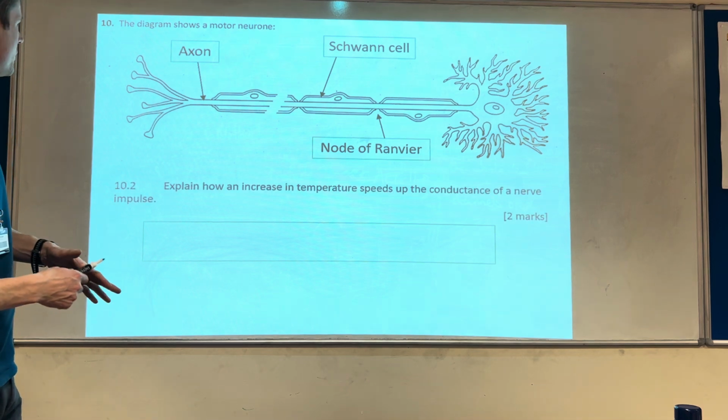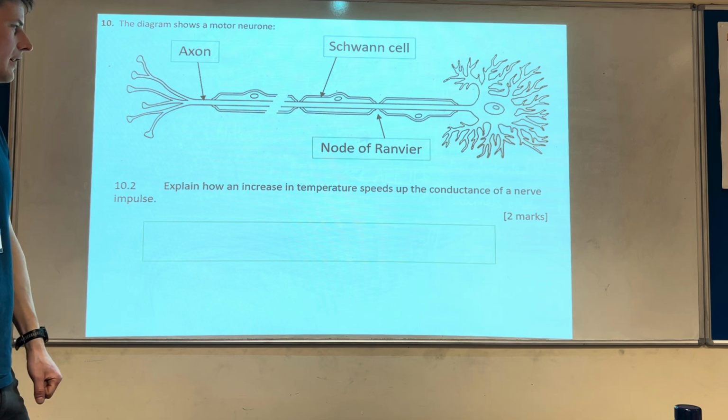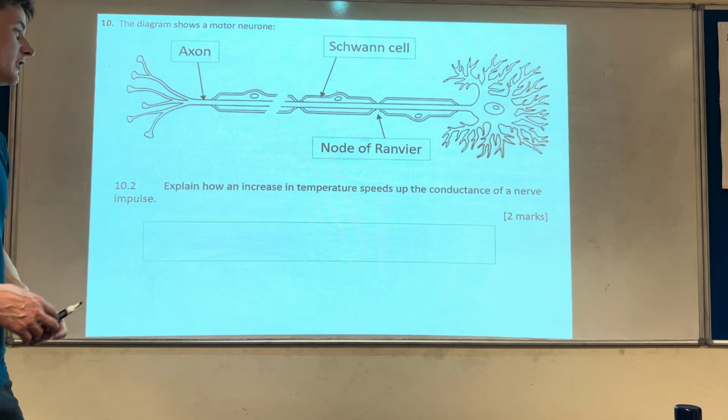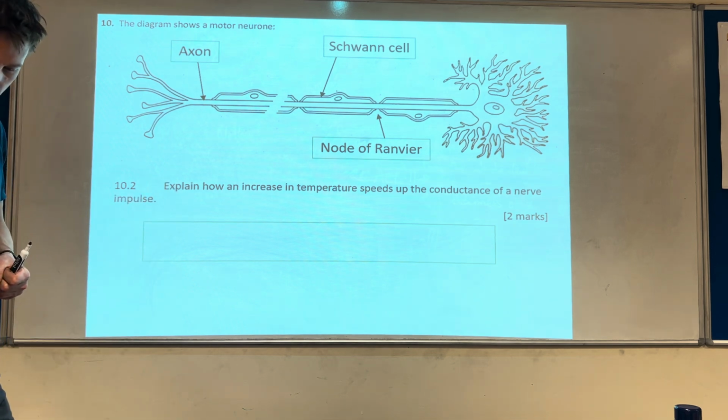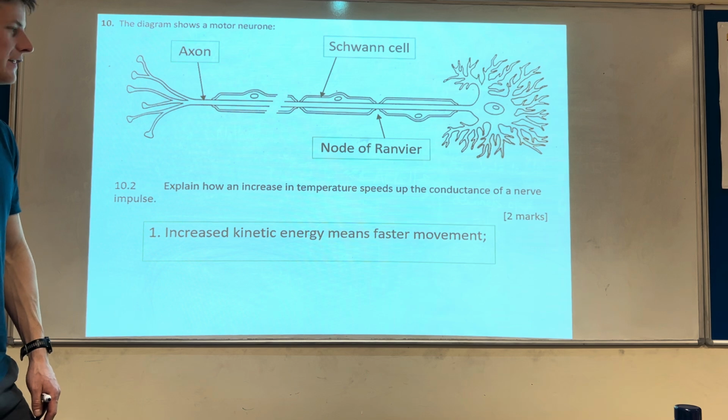Okay. 10.2 asks, explain how an increase in the temperature speeds up the conductance of a nerve impulse. And we've covered this already. So increased kinetic energy means a faster movement of the ions.